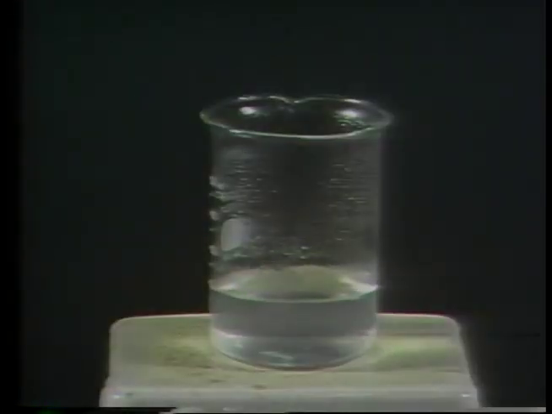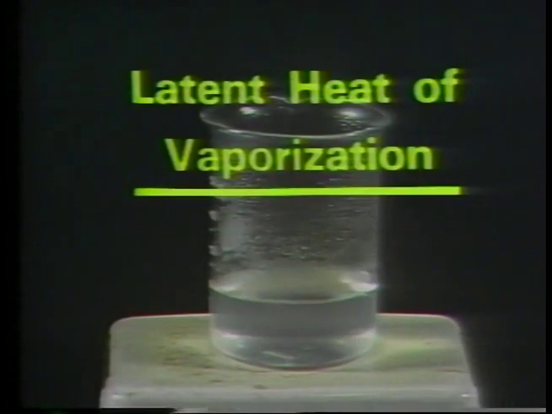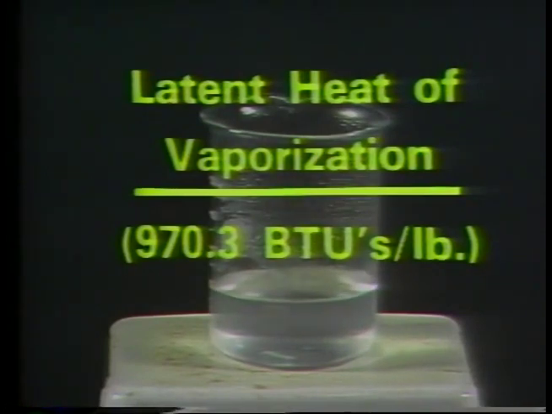The amount of heat required to turn a quantity of saturated water completely into steam is called the latent heat of vaporization. At atmospheric pressure, the latent heat of vaporization is 970.3 BTUs per pound. 970.3 BTUs per pound is a value you should remember. What it means is that for every pound of water, 970.3 BTUs must be added to turn the water completely into steam.